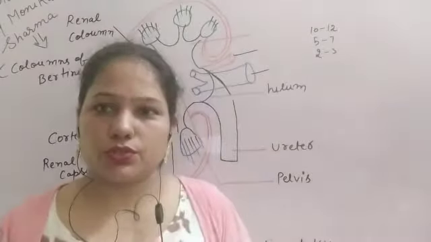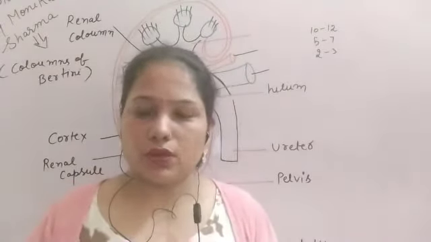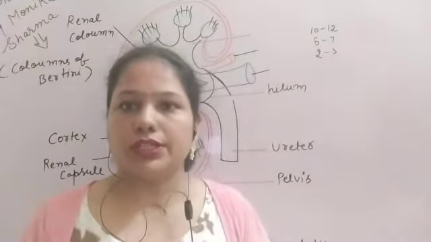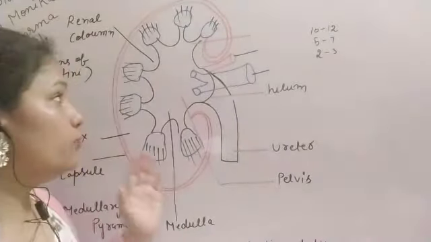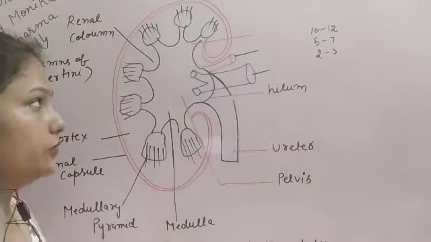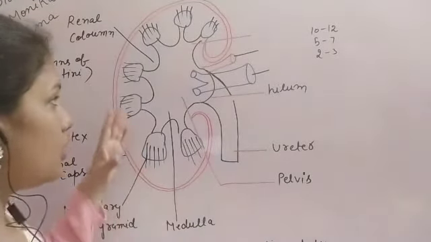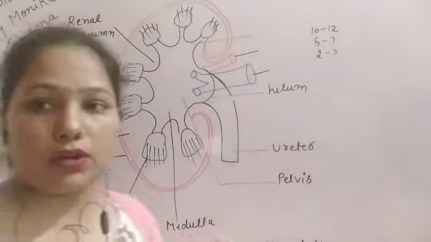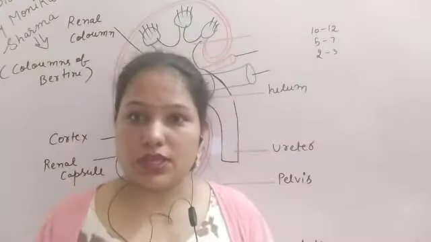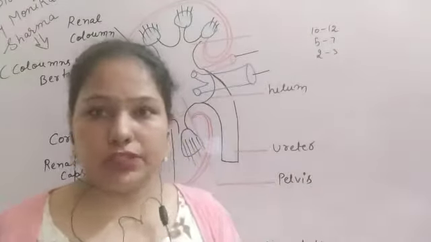Hello students, today we are going to discuss the topic longitudinal section of kidney. So our kidney is also known as the human kidney or the mammalian kidney. It is present between the last thoracic and the third lumbar vertebrae of our vertebral column, and it is present in our abdominal cavity.